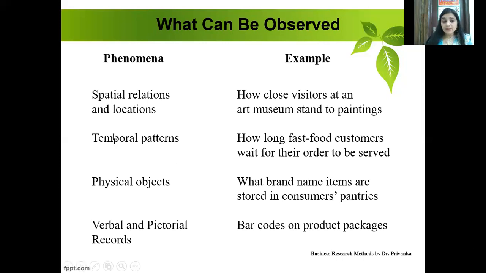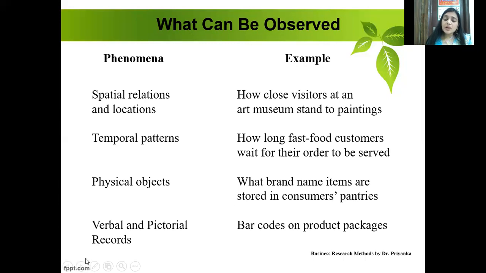Then temporal patterns. How long do fast food customers wait for their orders to be served? How long they wait, and after how many minutes they become impatient while waiting. You can observe these two behaviors, right? Then physical objects. For example, what brand name items are stored in consumers' pantries? You can observe such physical objects as well.